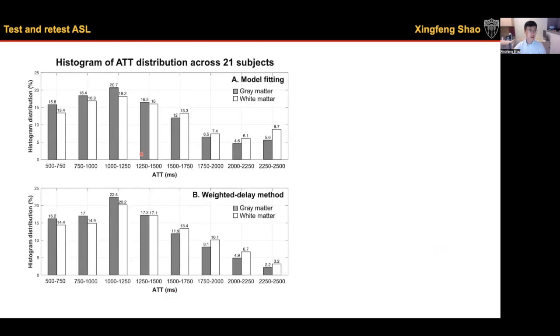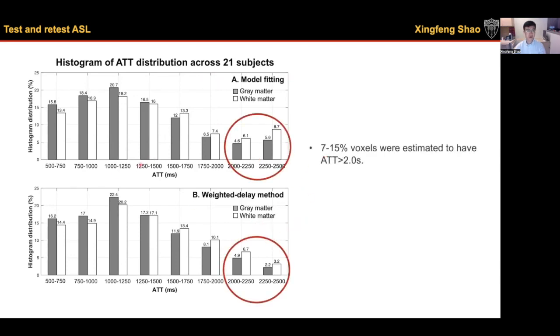Here are the histograms of the arterial transit time distribution across 21 subjects from the model fitting and the weighted delay methods, using 5PLD data. As you can see, the majority of voxels have arterial transit time shorter than 2 seconds, but about 7 to 15% of voxels were estimated to have arterial transit time longer than 2 seconds. In those voxels, the CBF values can be largely underestimated using a single PLD of 2 seconds.